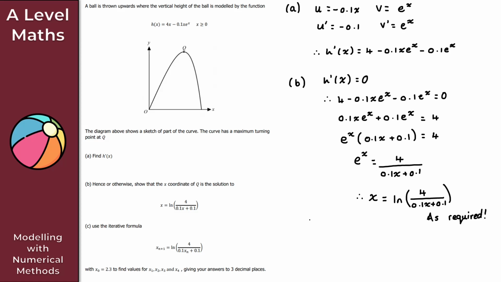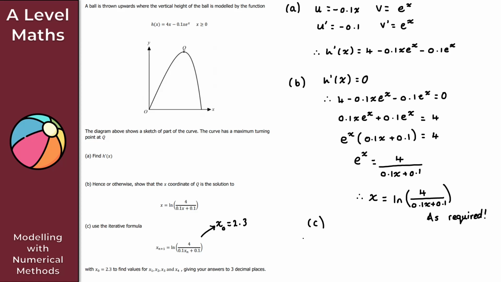So for part C, we don't have a lot of room here, but I should be able to briefly show you how to do this. It wants us to use this iterative formula: x of n plus 1 is equal to ln 4 over 0.1 xn plus 0.1. Now we're told that x naught is equal to 2.3, so let me make a note of that. We want to find values for x1, x2, x3, and x4, giving our answers to 3 decimal places. So what I need to do is use this iterative formula.